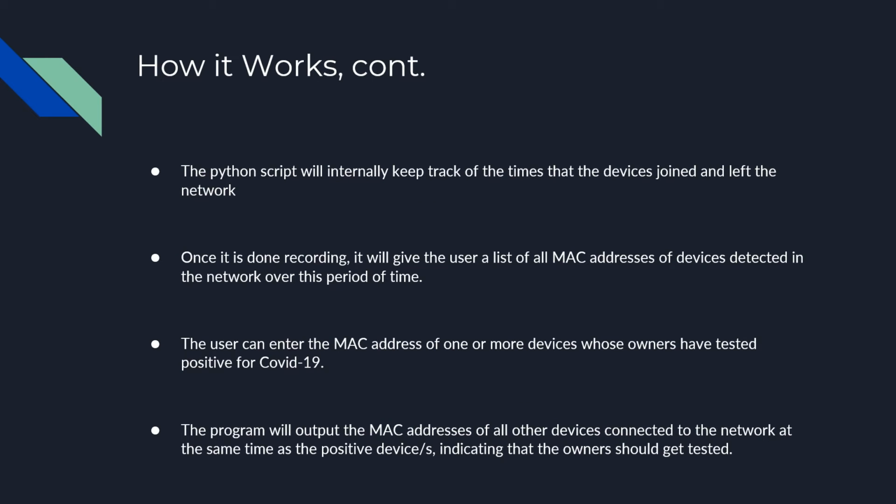During the recording process, the Python script will keep track of all start and end times for all devices that have connected. Once the recording process is done, it'll supply the user with a list of MAC addresses that have connected over a certain interval. After that, the user can enter a MAC address of someone who has tested positive for COVID-19, and then the program will supply a list of MAC addresses that were connected to that same wireless access point at the same time, and then we can go ahead and inform those that they may potentially have come in contact with someone who has tested positive for COVID-19.